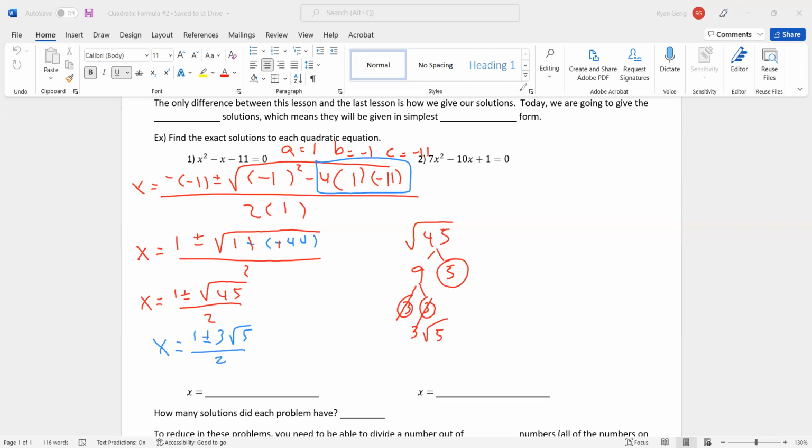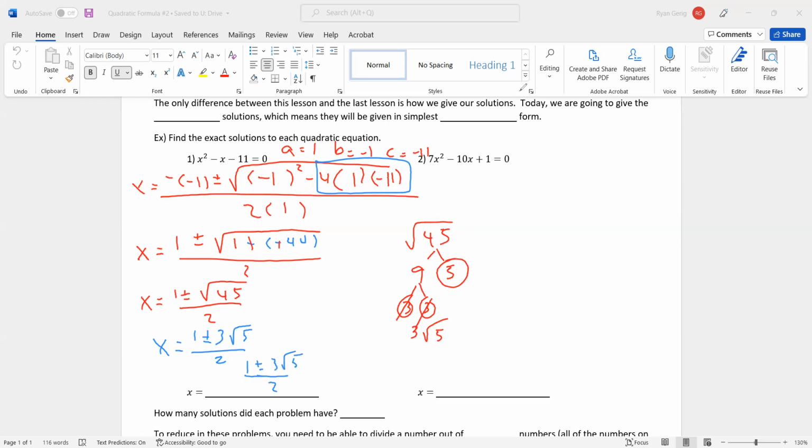You do want to check and see if you can reduce, but I can't reduce anything here. I'm going to show you one that you can, but this one you can't. So 1 plus or minus 3 square root of 5 all over 2. Okay, those are your answers. Now that I said answers, plural, hopefully you caught that plus or minus makes it 2 answers. It's 1 plus 3 radical 5 over 2, and then 1 minus 3 radical 5 over 2. But that is an exact answer.